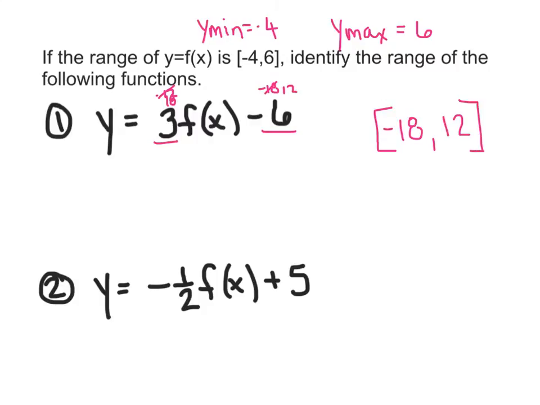All right, we'll do the same thing here with this next one. Start with your y min and multiply it by -1/2, and that's going to make it a +2. Add 5, and you got 7 for your y min. Now we'll manipulate the y max. If we multiply by -1/2, that turns into a -3. If I add 5, it turns into a 2. So 2 is my new y max on the range.